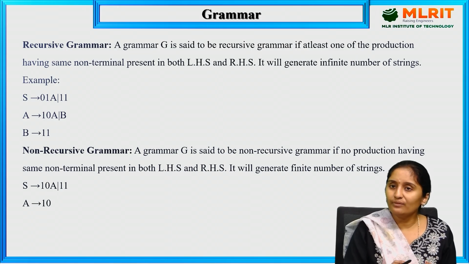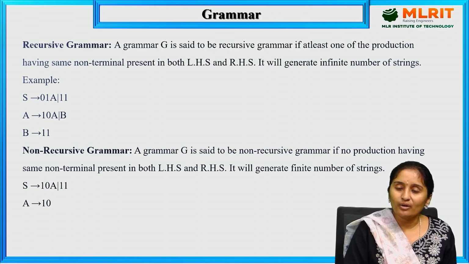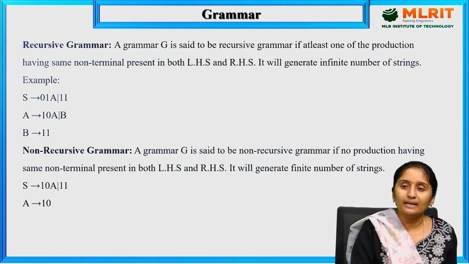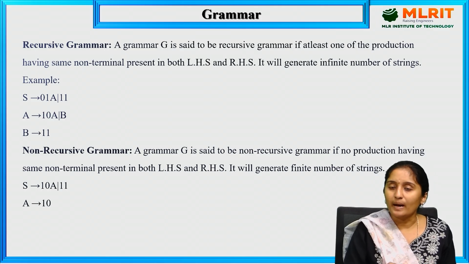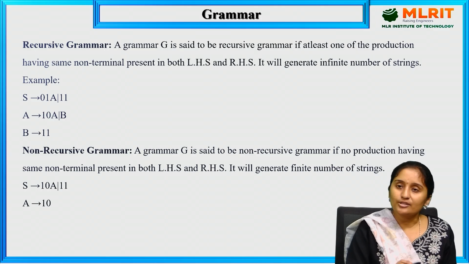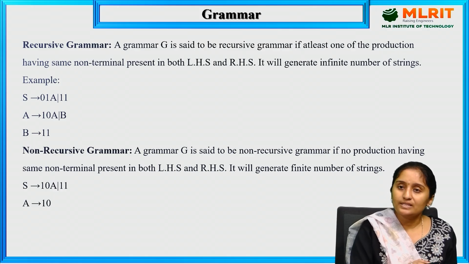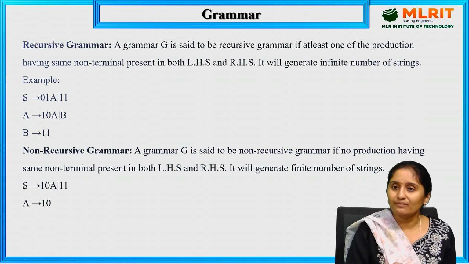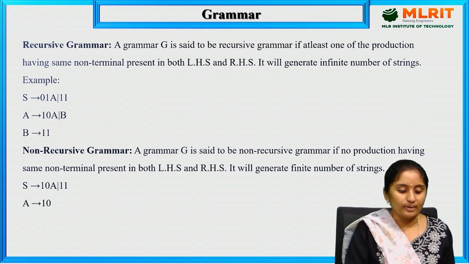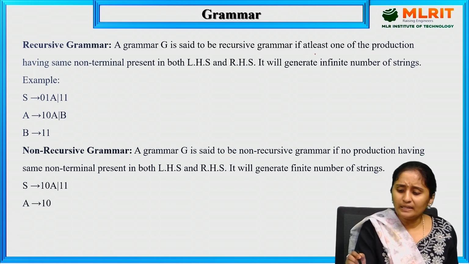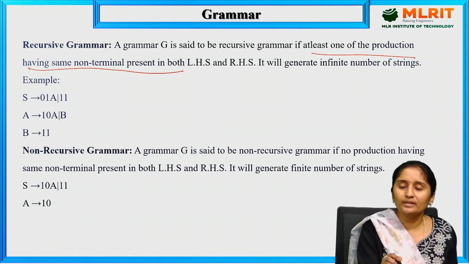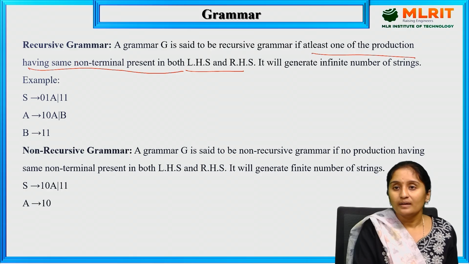The only difference we have in the grammar is the production rules. In the production rules, if any one of the productions has the same LHS non-terminal in the RHS part, then we can call it a recursive grammar. At least one production should have the LHS non-terminal present in the RHS, then we can call it a recursive grammar.